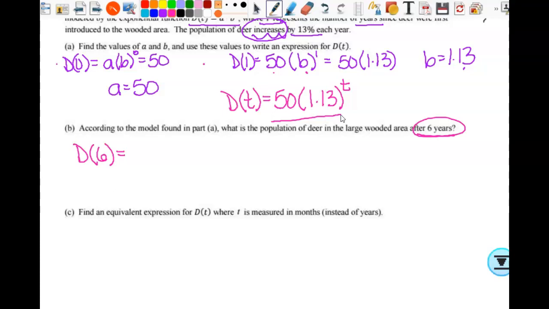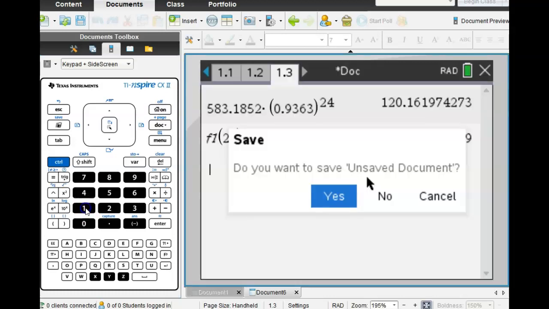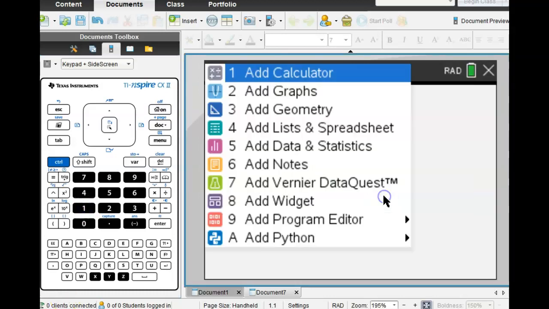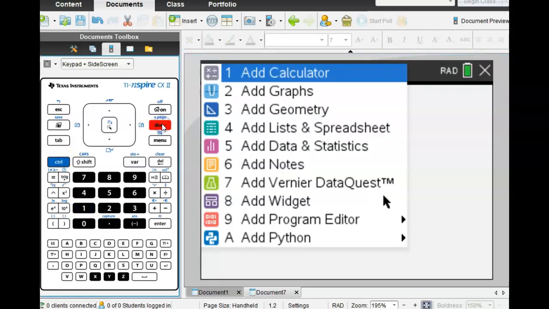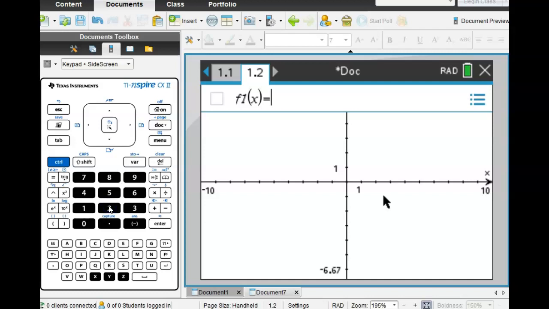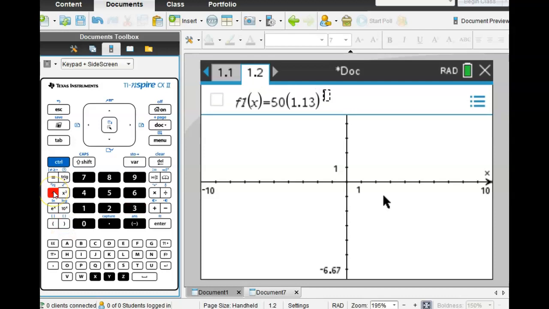The graph. So even though we wouldn't really have to on this one, we're going to, just so that you remember that that's a good place to put it. So get to the black screen by hitting home however many times you need to. 1 for new, then no. And we're going to add a calculator, and we're going to add a graph. And in the graph, we're going to do 50 times 1.13 to the x power.